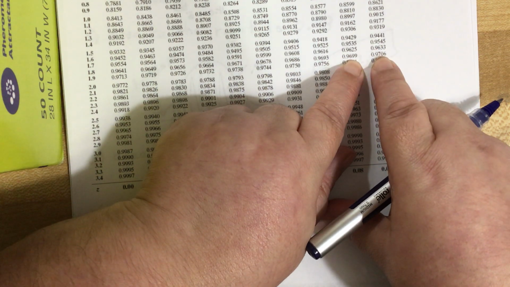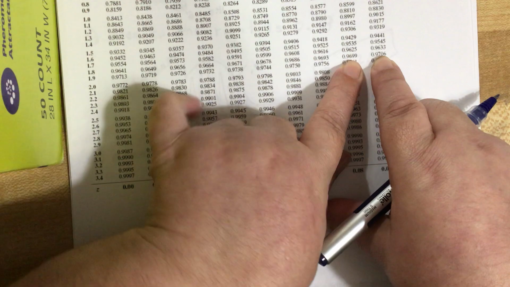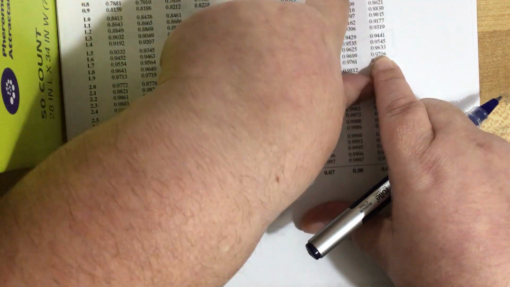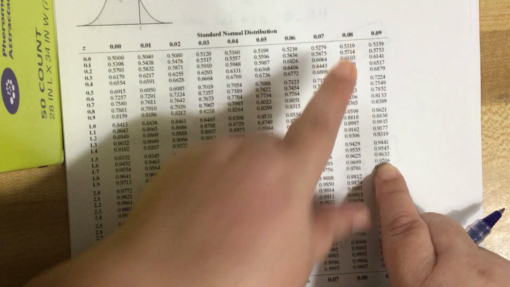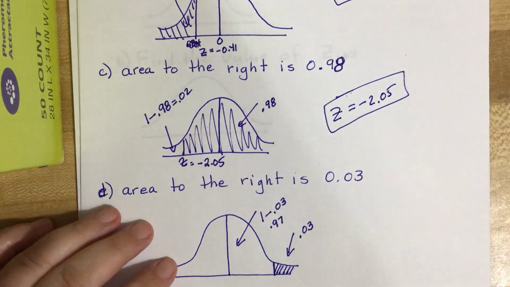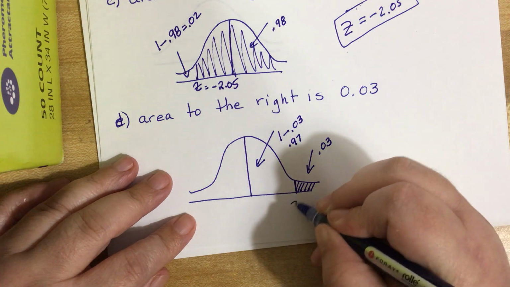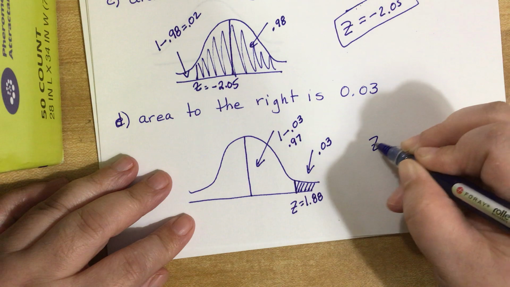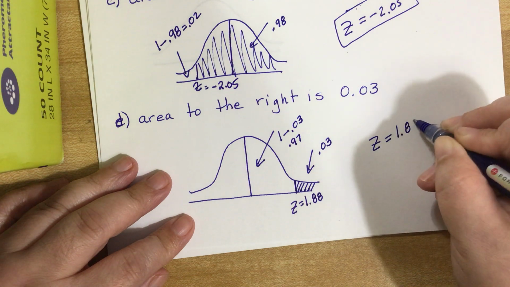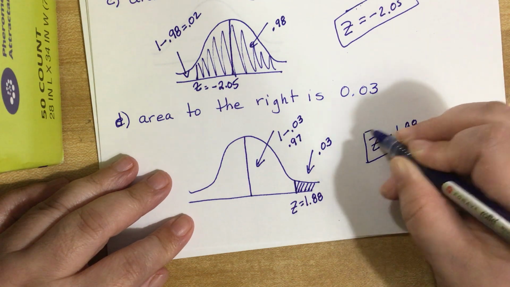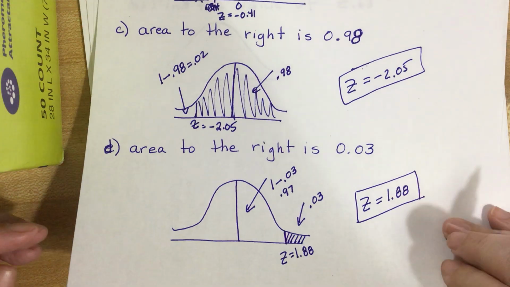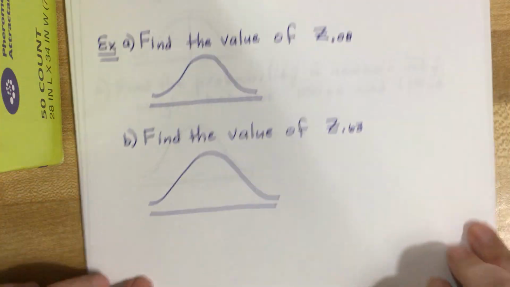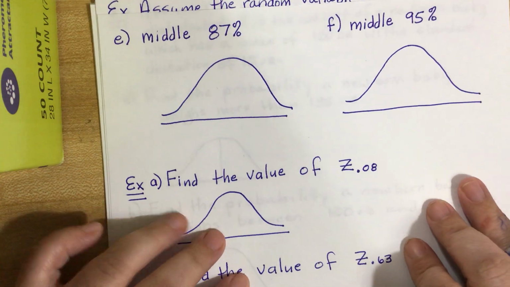Okay, and it is 6 above, 1 below. So we're going to go with the 1 below, so that's 1.88. All right, so 1.88 would be our answer. Z equals 1.88. Okay, now the next one adds a little bit more to it. So let's look at that.